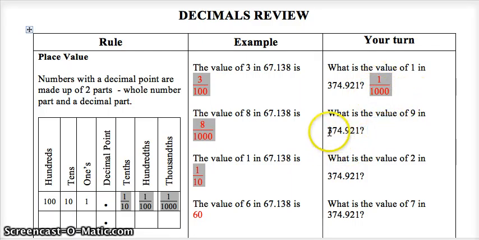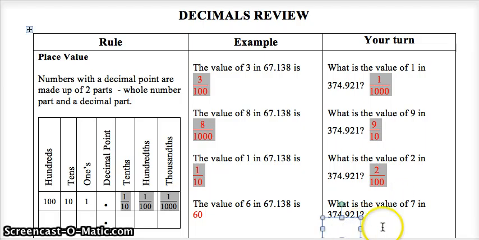The value of the 9. The 374 is the whole number part. Then we've got the decimal point. The 9 is in the tenths column. So the value of the 9 should be 9 tenths, because it's in the tenths column. Now the value of the 2 here, 374 again is the whole number part. Then we've got 9 in the tenths column and 2 is in the hundredths column. So the value of the 2 is 2 hundredths, or 2 over 100.